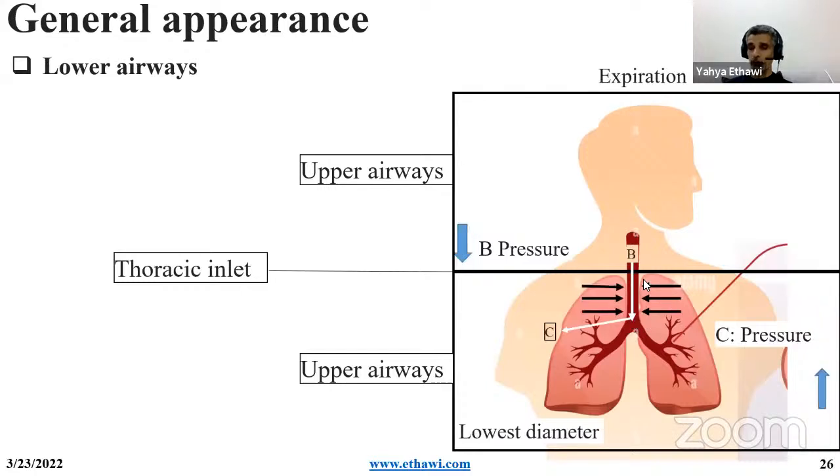While when we move the air out, C has to be higher than B. So the chest compresses to move the air out. And that's why the lowest diameter of the lower airway is during expiration. Clear?